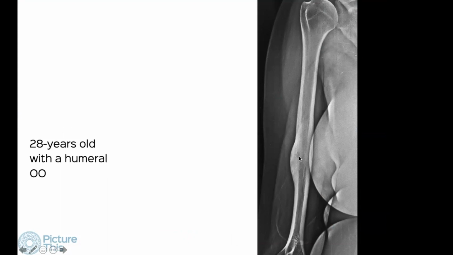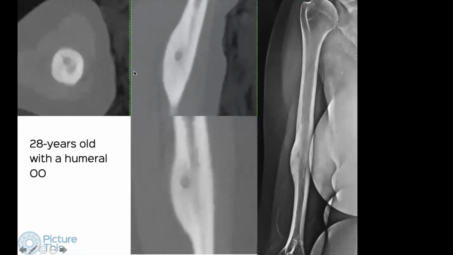Here is this patient who has an osteoblast in the diaphysis of the humerus. You can see that really well on the CT scan. And there's a small vessel here. This is called the CT vessel sign.